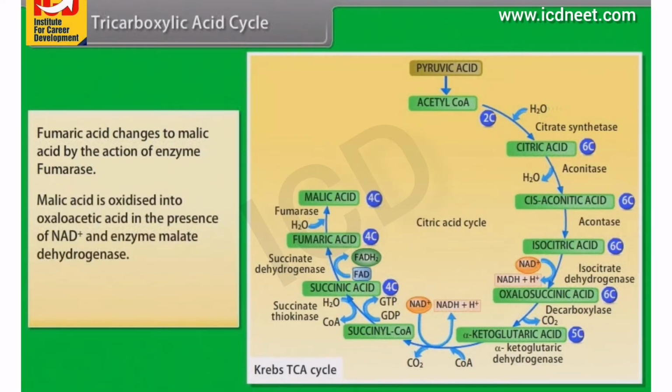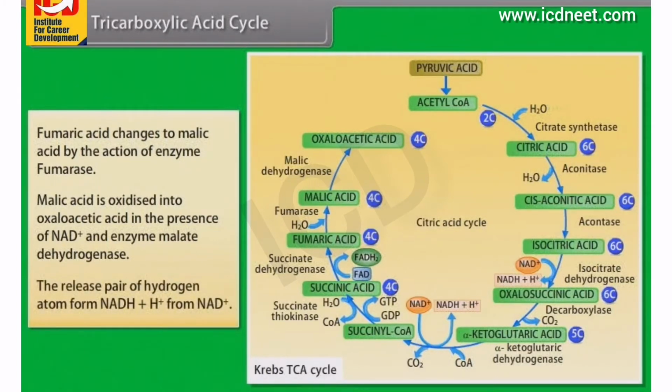Malic acid is oxidized into oxaloacetic acid in the presence of NAD+ and enzyme malate dehydrogenase. The released pair of hydrogen atoms forms NADH plus H+ from NAD+.